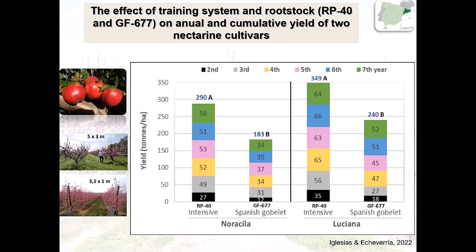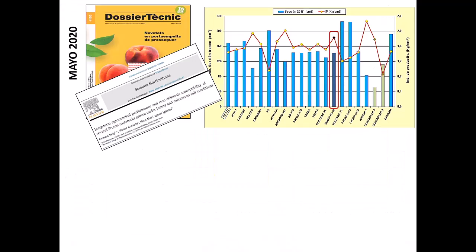See, when we go to intensification, what happens? We produce earlier. When we compare the vase with the central axis, you can see the difference. In 2 years, we produce twice as much. This difference is maintained to the end. Look, in the 7th year, we produce 100 tons more per hectare. Why? Because we advance the production. This is the principle of intensification.